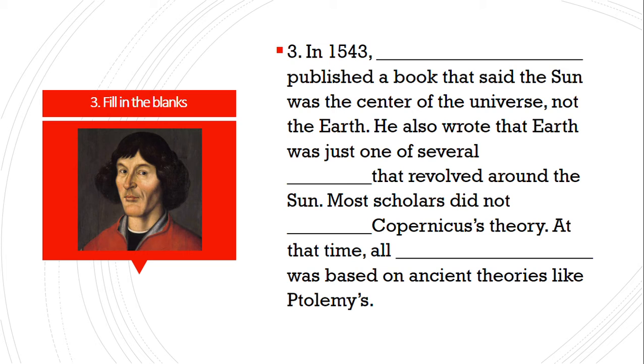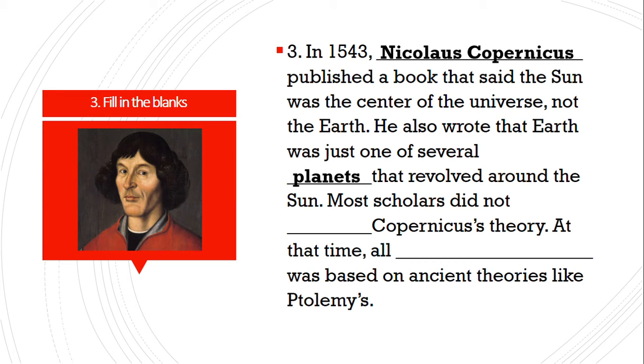That's going to change though, because of this man in the picture here. It says in 1543, a man named Nicholas Copernicus published a book that said the sun was the center of the universe, not the Earth. He also wrote that the Earth was one of just several planets that revolved around the sun.